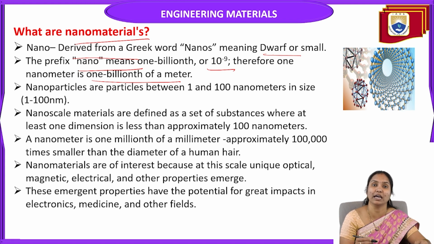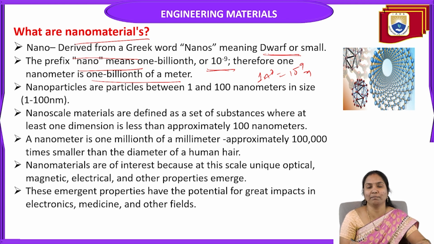In recent years, nanotechnology plays an important role in developing fields such as science, engineering and biomedicine. So what is the meaning of nano? From the Greek, nano means dwarf or small. The prefix nano means one billionth, that means 10 to the power minus 9 meters, which is equal to 10 angstroms. So nano means one billionth, or 10 to the power minus 9. Therefore, 1 nanometer is one billionth of a meter.